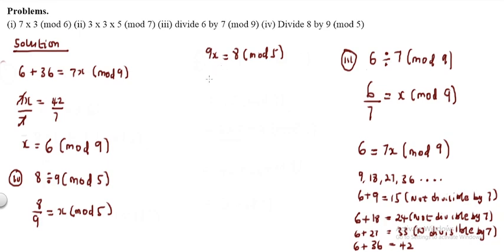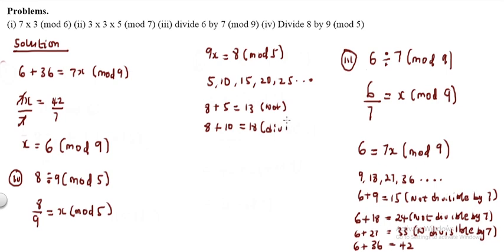The multiples of 5 I have in my hands are 5, 10, 15, 20, 25, like that. So from here, if I add 8 plus 5, it will give me 13. This is not divisible by 9. I will just write not. You get the idea. Here will be 8 plus 10. 8 plus 10 is 18. Now this is divisible by 9.